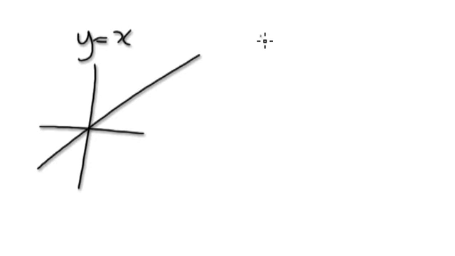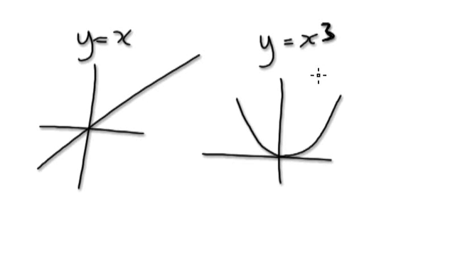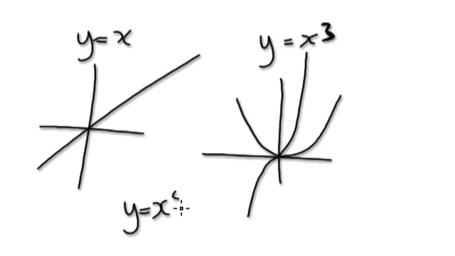So far, we've looked at y equals x, which is quite easy. It's just a straight line. And then we looked at y equals x squared, which is this. Okay, and then we looked at y equals x to the power 3, and it's a lot steeper than x squared. So it's something like this. And then in this video we are going to look at y equals x to the power of 4.